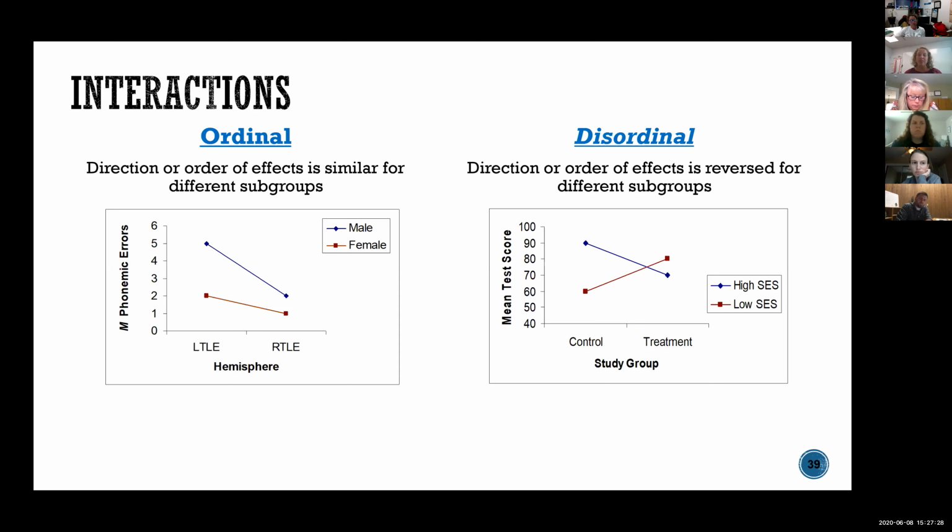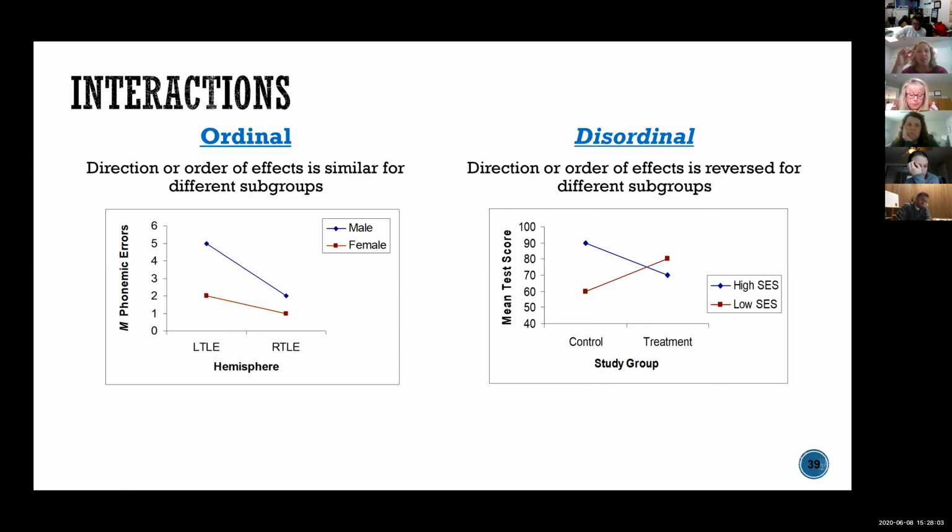Now on the left side, we have an ordinal interaction, and we call it ordinal because the order remains the same. On the left hemisphere damage side, who makes more errors, men or women? Men. On right hemisphere damage, who makes more errors? Men. Still men. The order is the same. The order didn't flip, but what is different? The order is the same, but the gap is different.